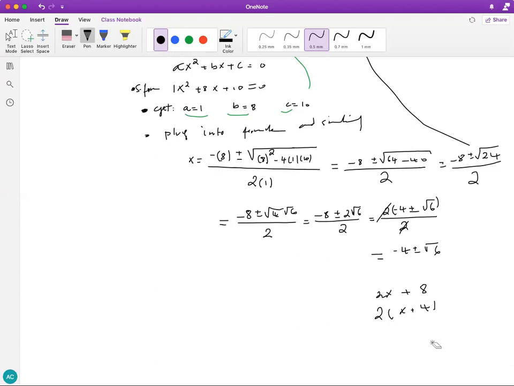But we can turn that into 2 solutions. We can write one solution with a plus. We can call that x1. So one solution with positive radical 6. And the other solution with a negative. Again, we understand why we have the negative and positive. So x2 is negative 4, this time minus radical 6.